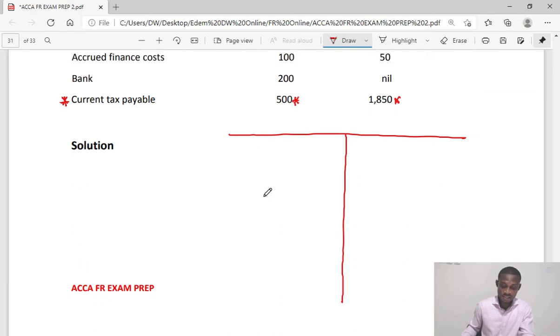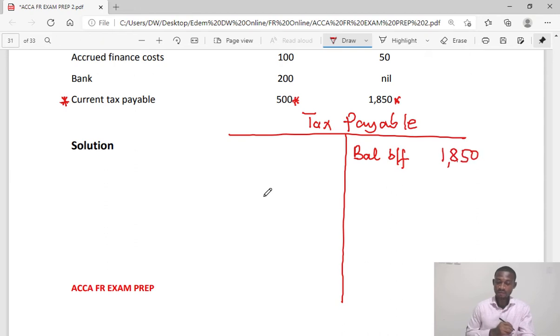I like it in T account because it's very straightforward to adjust. So I will call this the tax payable account. Again, tax is a liability. The tax payable is a liability. So as we have it here, you'd have balance brought forward, and this is 1850. Remember, it's in thousands. Then I'll put at the bottom here the balance carried forward, and it's 500.